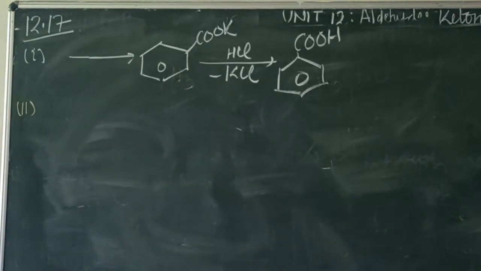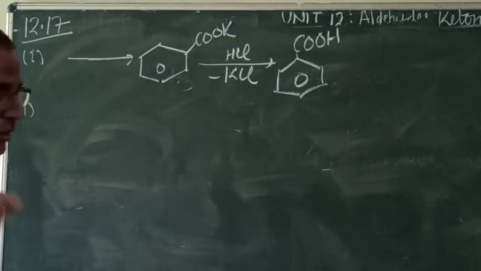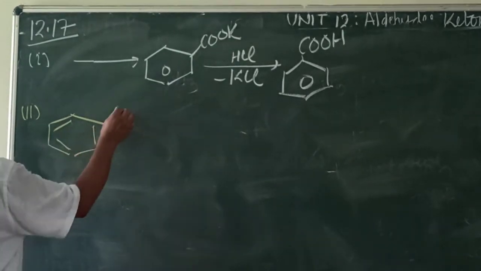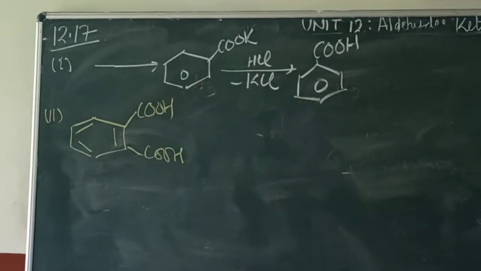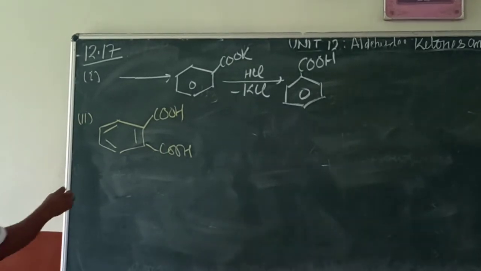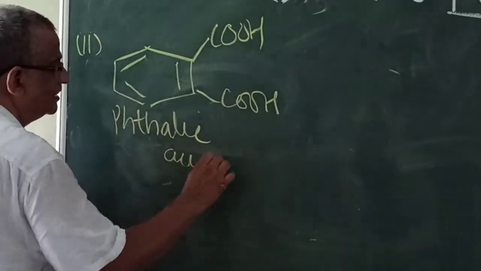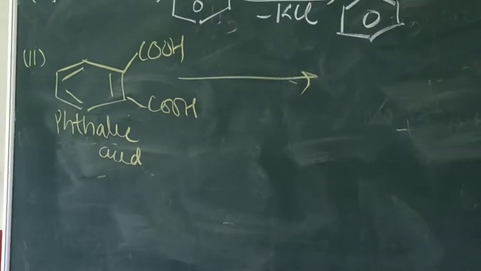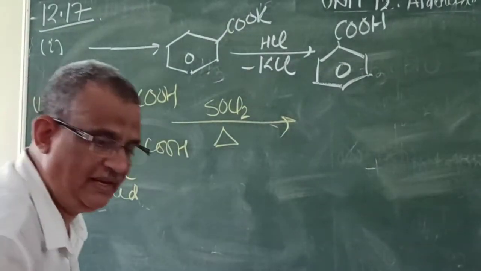I will only write the answers here. The second one, okay, here I will write the reagent also. This is your compound. Please see very carefully. Please write the name of this compound. What is the name of this compound? Phthalic acid. This is your phthalic acid. Now, arrow, over the arrow, what are the conditions here? SOCl2, heat.